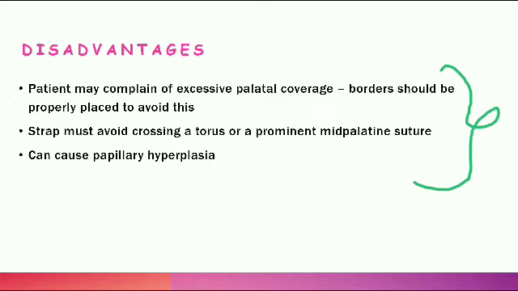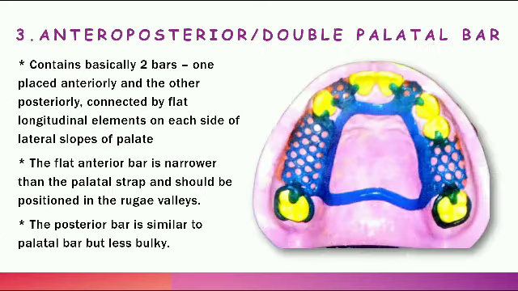We will be moving on to the double palatal bar, which is also called the antero-posterior palatal bar. As the name suggests, it consists of two bars. One bar is placed anteriorly, you can see that this is the anterior bar, and the other one is placed posteriorly. Both of these bars are connected.